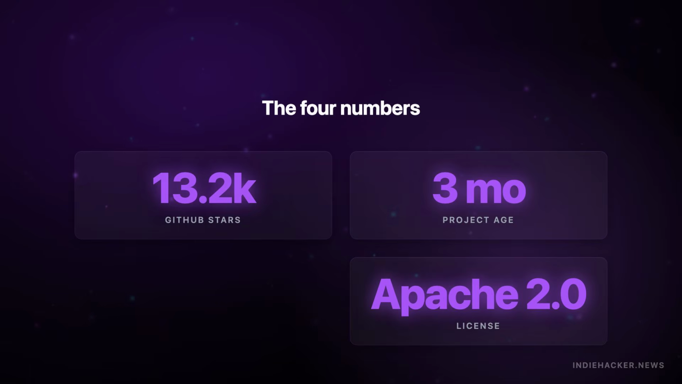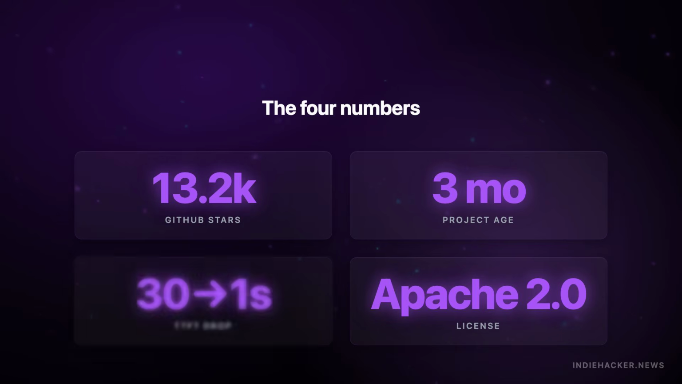Okay, numbers, look at the second card from the right. That's the prefill cache hit, the headline win, from a 30-second wait per turn, down to roughly 1 second. The other 3 just set the scene.